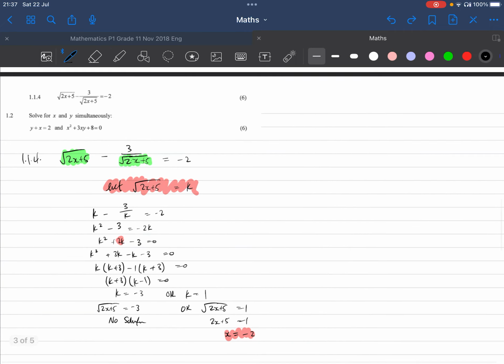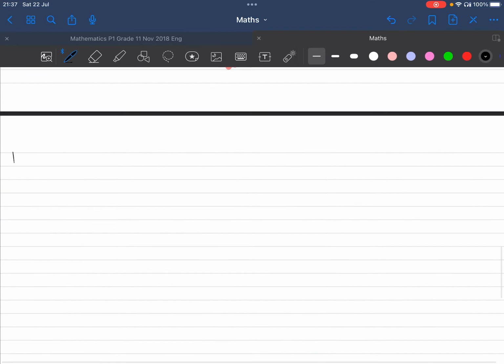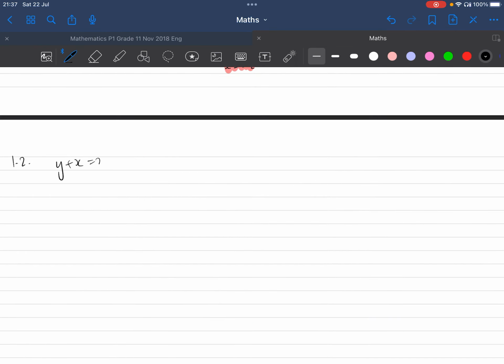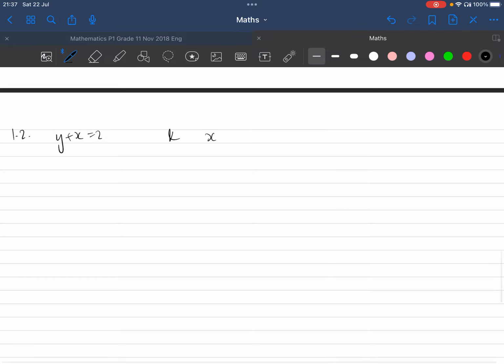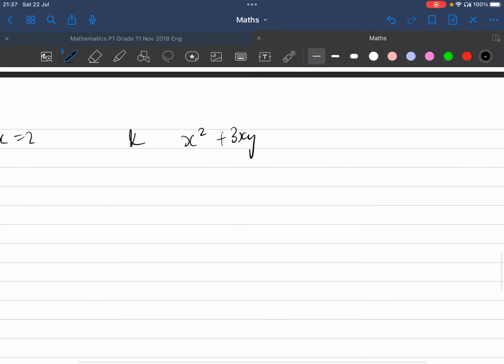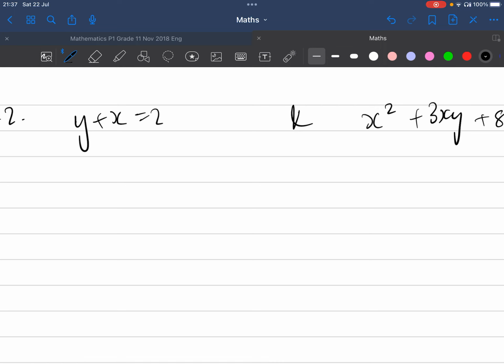It's a simultaneous equation. So, okay, so two equations are, this is 1.2. Our two equations are y plus x equals 2 and x squared plus 3xy plus 8 equals 0. So x squared plus 3xy plus 8 equals 0. Okay, so let's isolate one of our variables. So here I'll just isolate y, but you can do it for x as well. So we made y the subject of the equation.